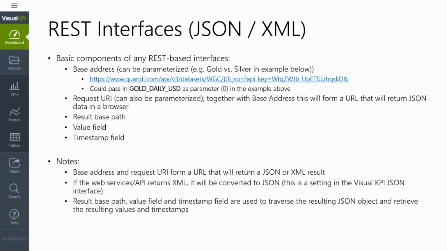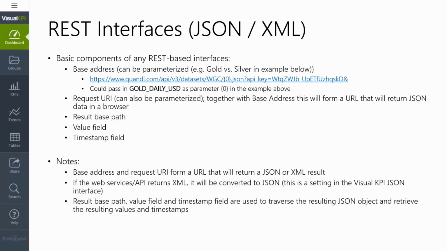We have a base address and a request URI. Those get merged together to form the one URL that will then be the get URL for the API request. It will return back a block of JSON that we can then parse through and get back out of it what would be a value at a timestamp.